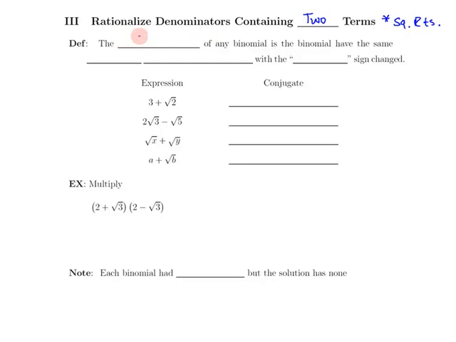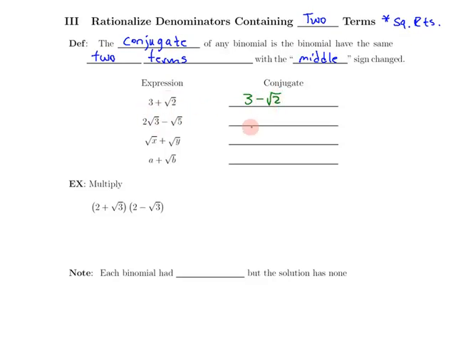The technique that we're going to use requires something called the conjugate. So I'm putting in here a definition for you. We're going to be using the conjugate both in this section and in a couple sections down the road, so it's important that you understand what a conjugate is. The conjugate of any binomial is the binomial having the same 2 terms with the middle sign change. That's all it means. So the conjugate for 3 plus the square root of 2 would be 3 minus the square root of 2. All I do is keep the same 2 terms but change the middle sign.